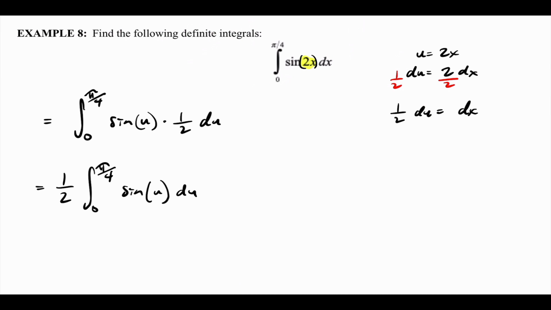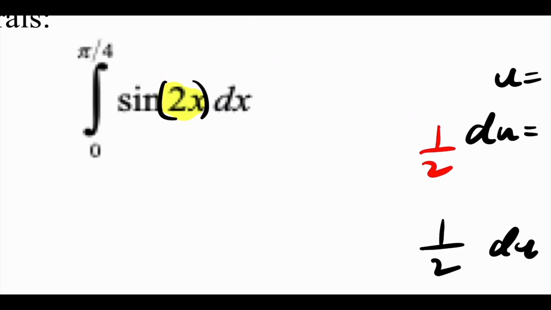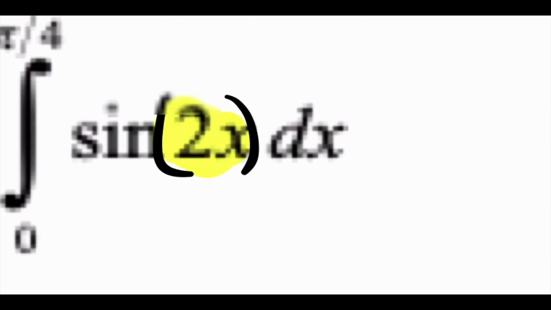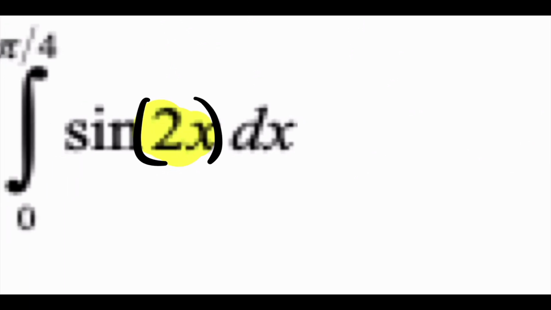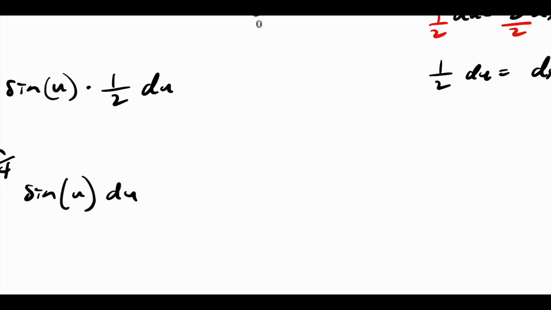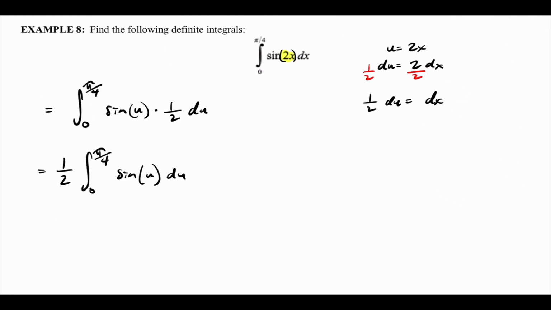Okay, so you have to use u substitution for this one because it's sine of 2x. If it was just sine of x, you wouldn't need u substitution. Another way to tell if you have to use u substitution is to think back to last semester. If I had sine of 2x, would I need to use the chain rule to find the derivative of sine of 2x? If the answer is yes, then you're probably going to need to use u substitution. That's a way to tell if you need to use it or not. So u is 2x.